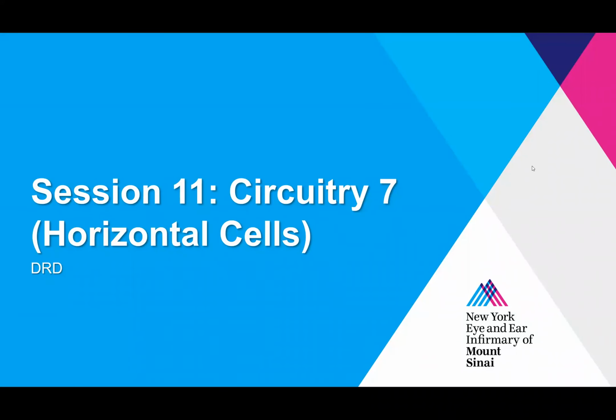All right, so we are now on session 11, which is circuitry 7. And now we're going basically back towards the retina. Now we're in the retina again. We went from amacrine cells last time. And so now we're in horizontal cells, okay?